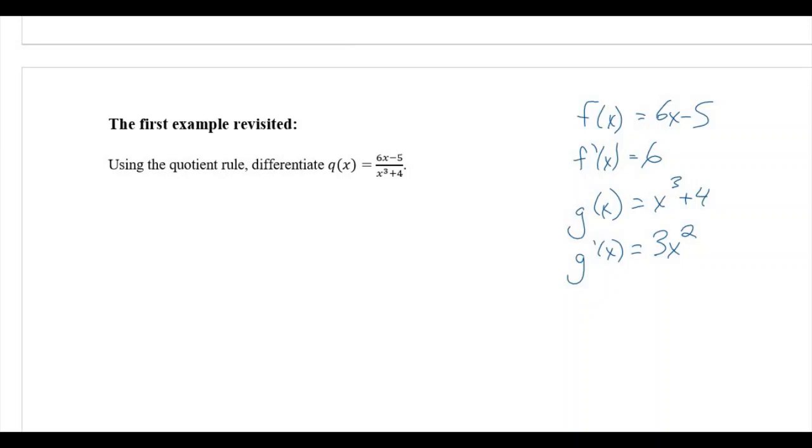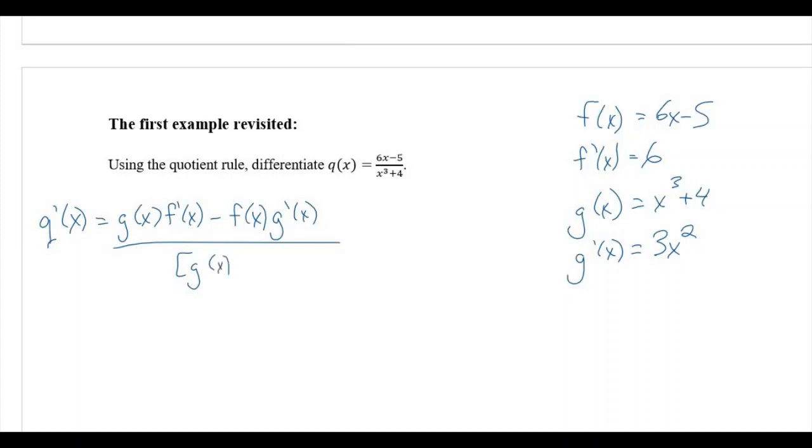So now that we have our bits and pieces, let's put them into our definition for the quotient rule. So q prime of x is going to be equal to g of x times f prime of x minus f of x, g prime of x, all over g of x squared.